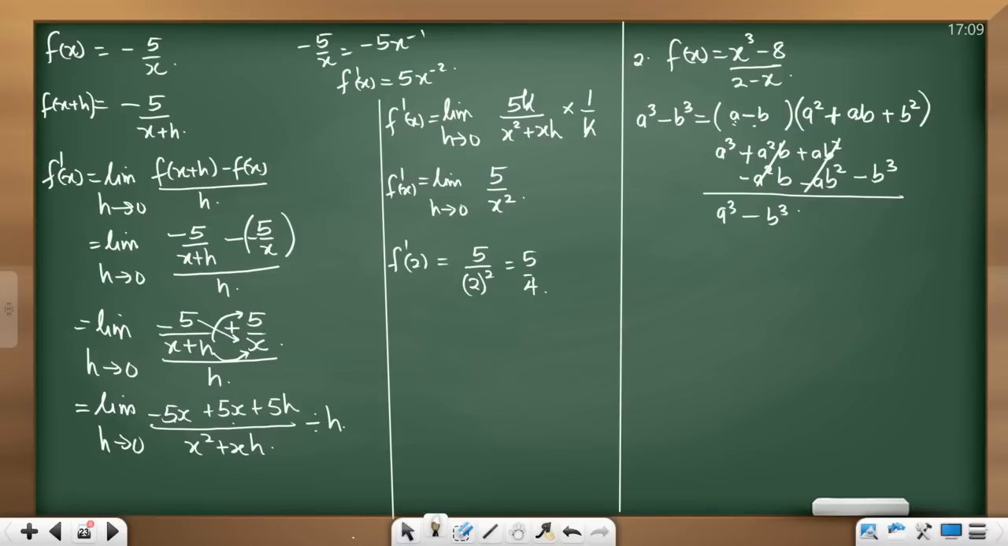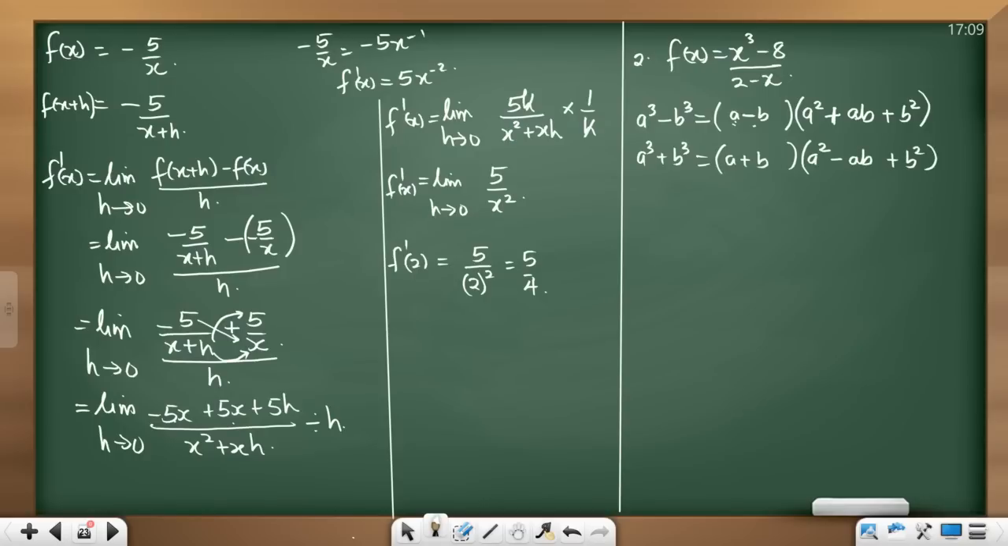Alright, so please take note of that. And if I were to have it as a cube plus b cube, it would be a plus b times a squared, minus ab, positive b squared, but the sign here should change. Beautiful. So, can I go back to x cubed minus 8 over 2 minus x? What will it be? x cubed minus 2 cubed, over 2 minus x. This is still f of x.